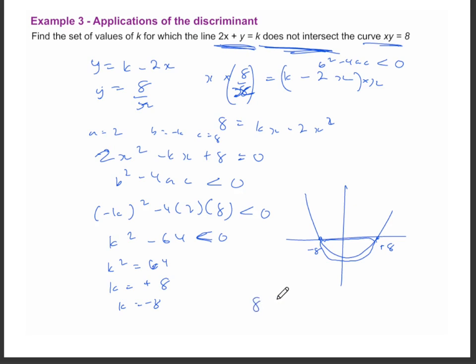So negative 8 is less than k, which is less than 8. And those are going to be the set of values for k, for which this equation and this line will not intersect using the discriminant. So this video showed you a lot about how to use the discriminants for different types of questions, and that's how we do it in a nutshell.